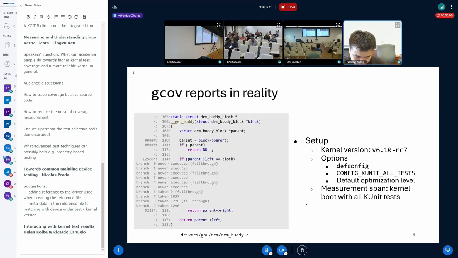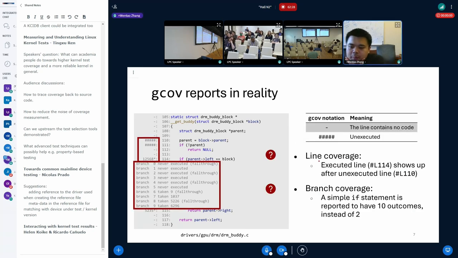But let's look at how GCOV would report for this exact same code snippet using the setup on the screen. Notably, we are using the default optimization level of the kernel build system. And for this specific file, I think it's -O2. And briefly explaining some GCOV notation, this minus sign means this line contains no code, for example, it's just an empty line or some declaration. And this hashtag basically means zero counters.